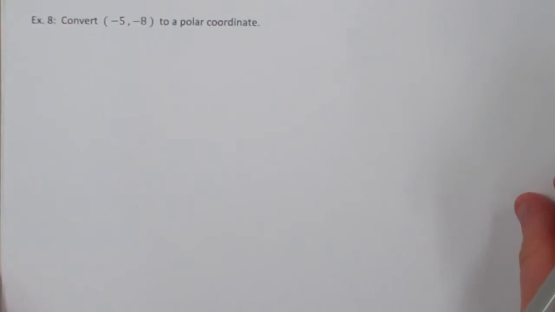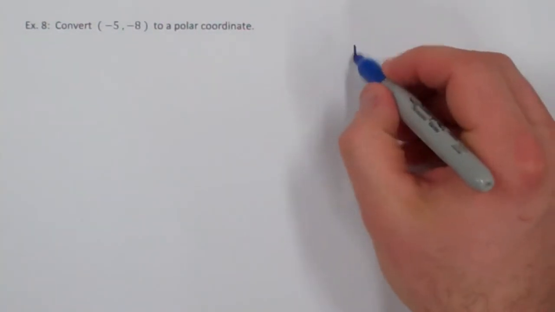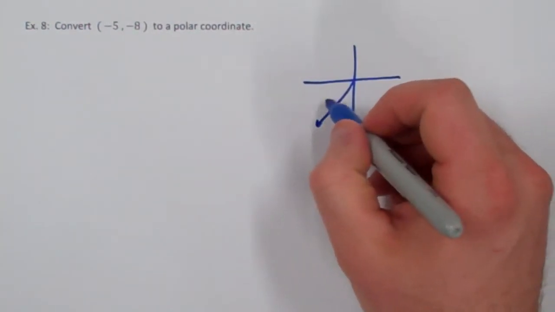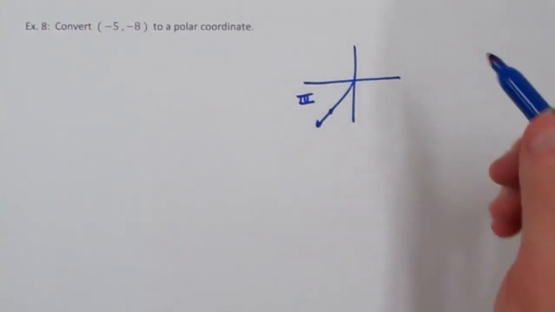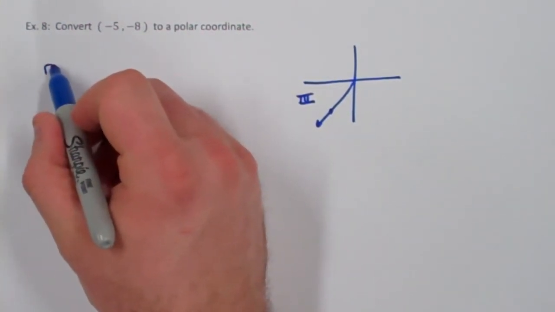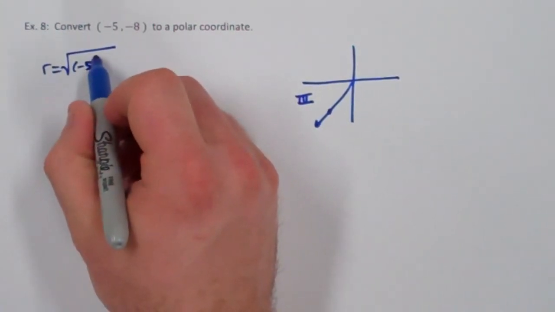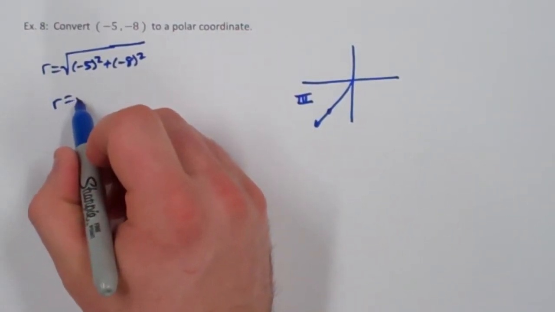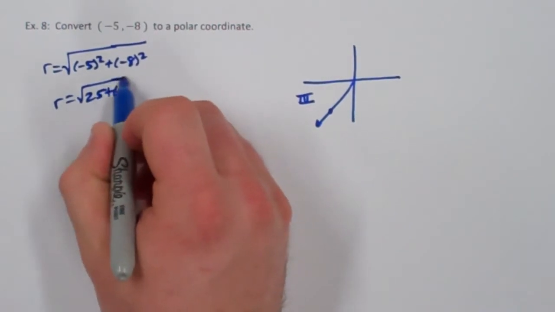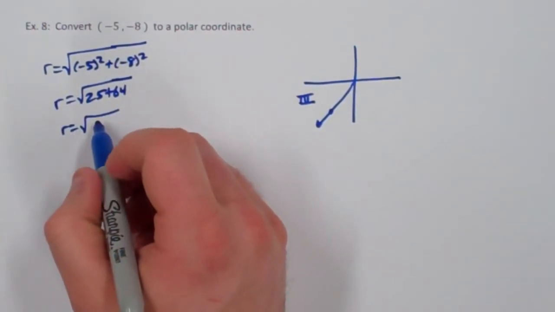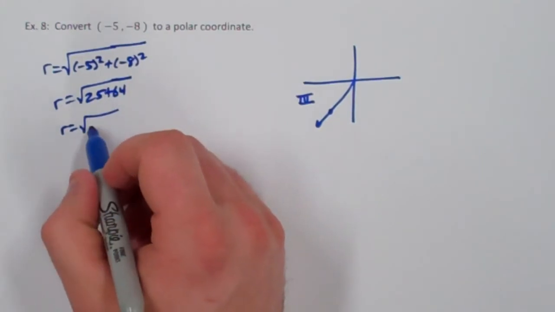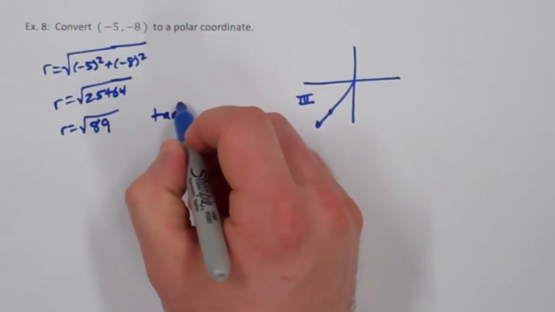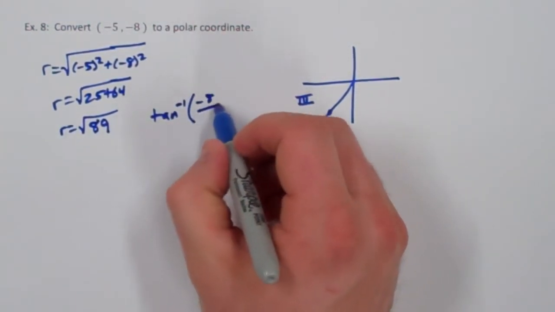We're going to take negative 5, negative 8, and change it into a polar coordinate. So this is one of those ones where we need to be very careful. If we go left 5, down 8, we're going to be somewhere here in quadrant 3. So we're going to need to be very careful with our inverse tangent. Let's figure out r first. r will be the square root of negative 5 squared plus negative 8 squared. So r will be the square root of 25 plus 64. That should get us to, I think, 6, 7, 8. So that'll be 89. To figure out theta, we'll do the inverse tangent of negative 8 over negative 5.